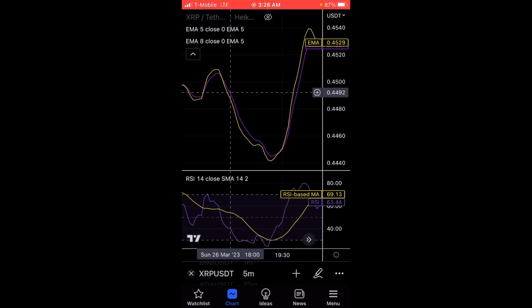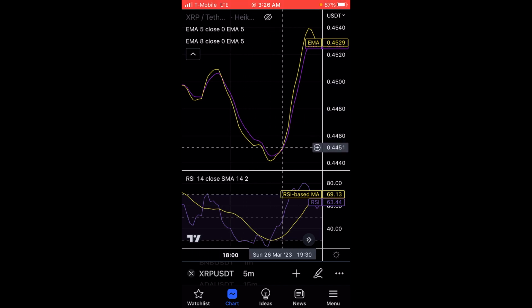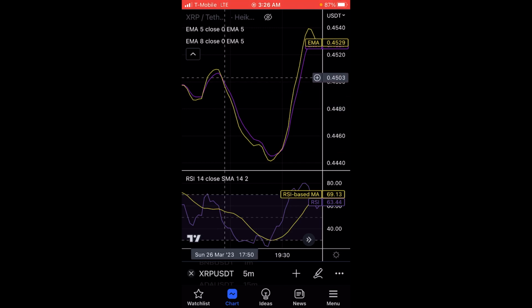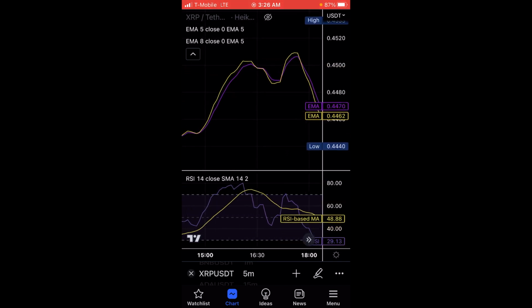Okay, so we see that it crossed right here, 45 cents. If we look at the RSI, we can see that it's below the yellow line. And then if we look at the next moment that it crossed, was right here. So 44, 51, and 45. So that was another good scalp right there.